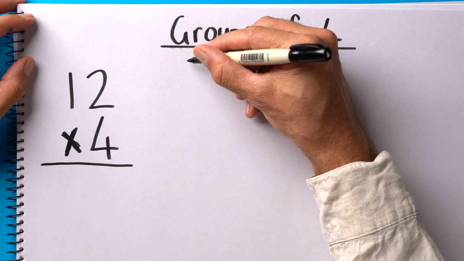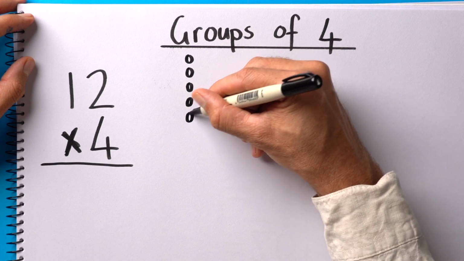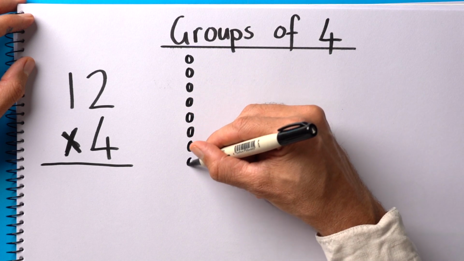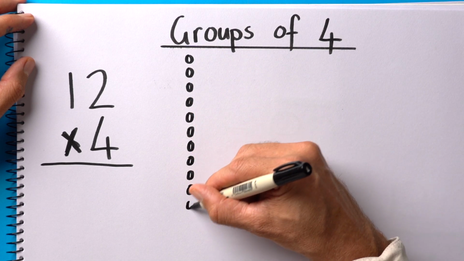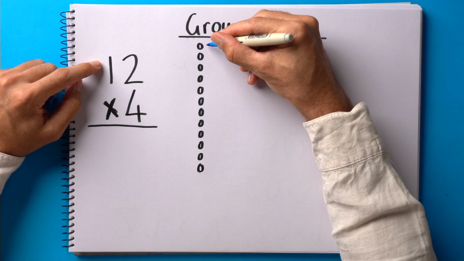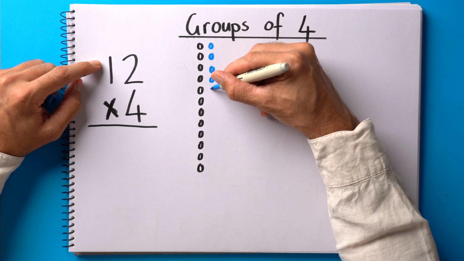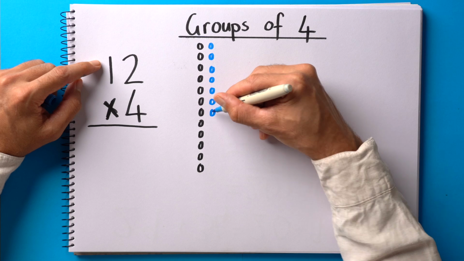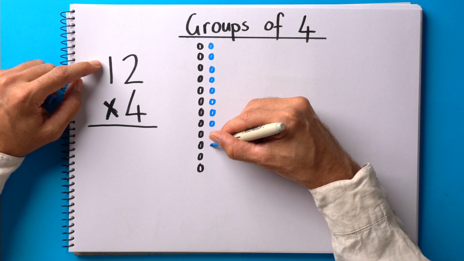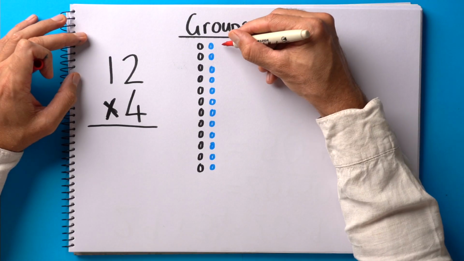As before, we can start off with 12. 1, 2, 3, 4, 5, 6, 7, 8, 9, 10, 11, 12. What we're going to do is we're going to double our 12. So we have and then we're going to double what we've already got to give us.